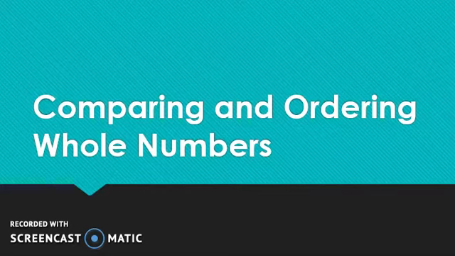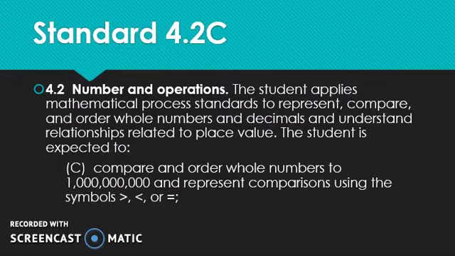Let's get started by looking at the standard, which will tell us what we must be able to do. The standard is 4.2c. Please read along with me. 4.2, Number and Operations. The student applies mathematical process standards to represent, compare, and order whole numbers and decimals, and understand relationships related to place value. The student is expected to compare and order whole numbers to 1 billion and represent comparisons using the symbols greater than, less than, or equal to.